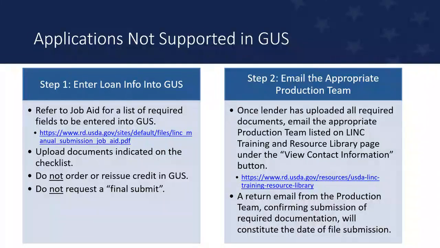So once the documents are uploaded, then you're going to email the appropriate production team to let them know that you have manually submitted a file. And we recently consolidated the production teams, and to find the updated list, visit the View Contact Information button on the Lender Training and Resource Library page. When you send that email, you're going to want to include the GUS application ID number, the applicant's name, the property address, and then your return email from the production team will confirm the submission date.